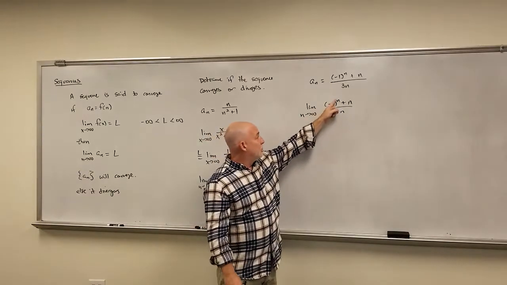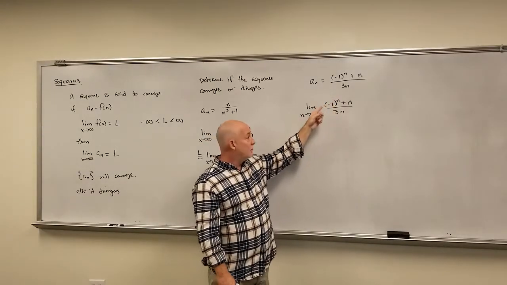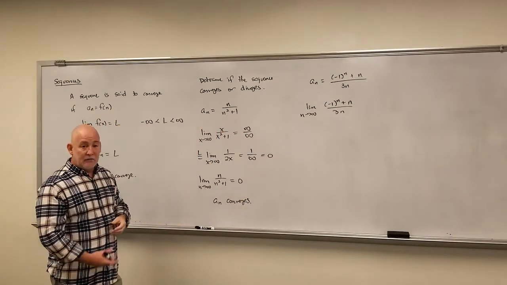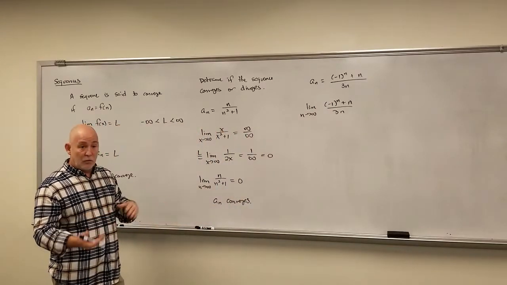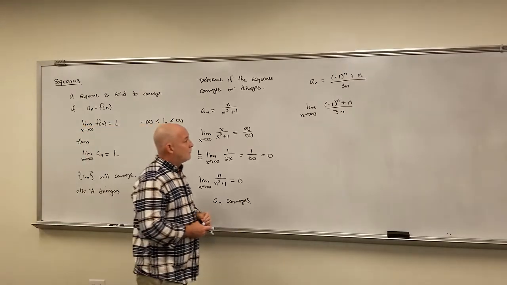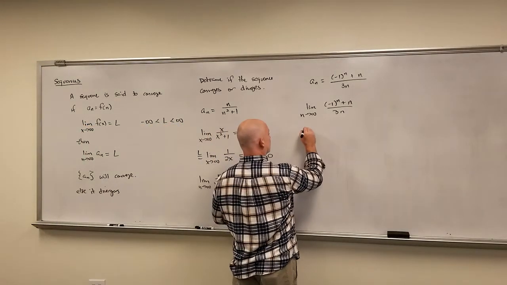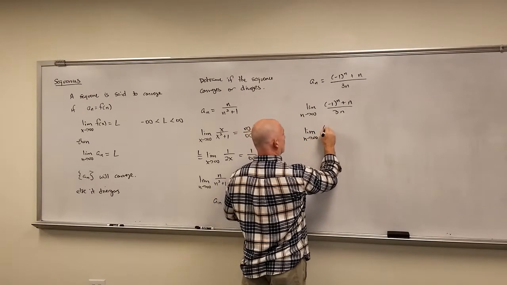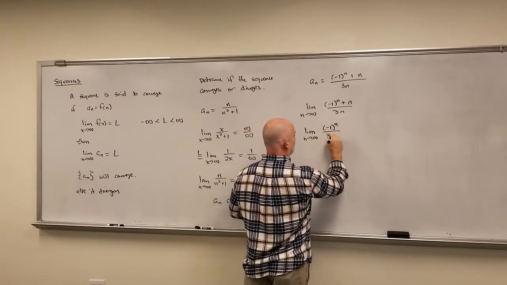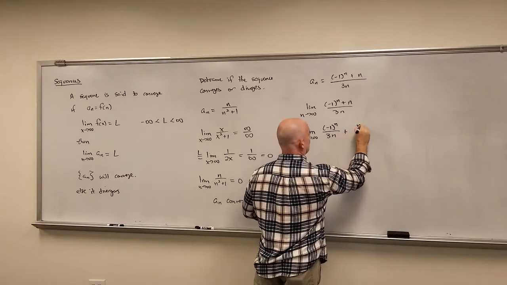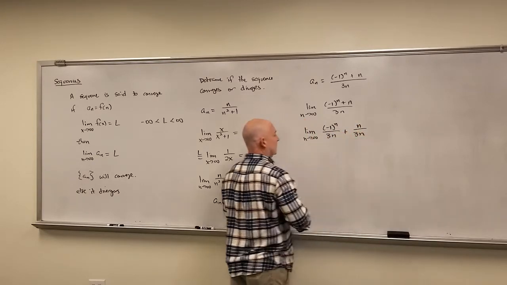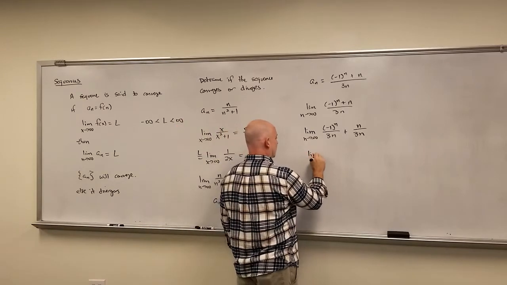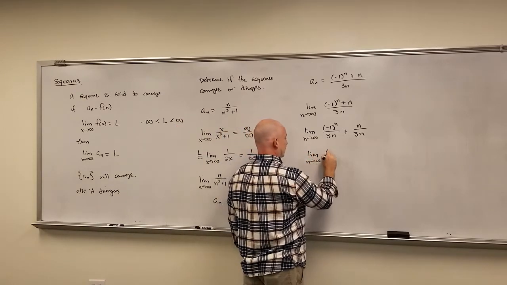So this is negative 1 to the first, negative 1 to the second, third, fourth. That value is either a positive 1 or a negative 1. That's all it can be, a positive 1 or a negative 1. So the easiest way to do this is, let's treat this like two different problems. Let's do the limit as n goes to infinity. Let's do negative 1 to the n over 3 to the n plus n over 3 to the n. All right, well, we can simplify that second piece real quick. Let's leave this alone for right now.